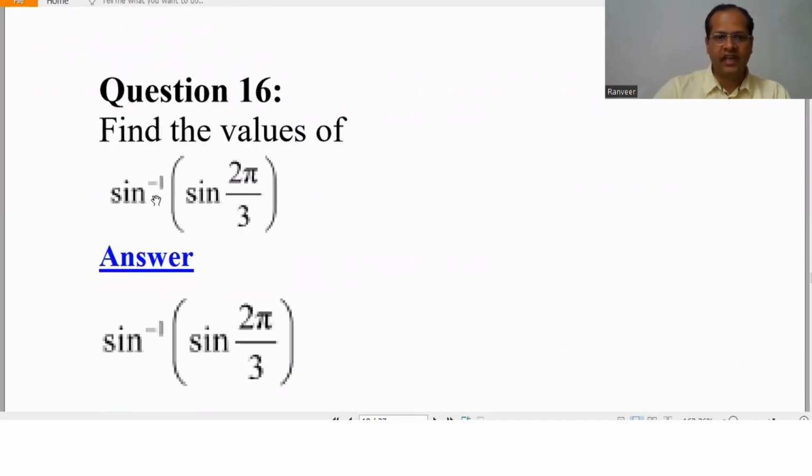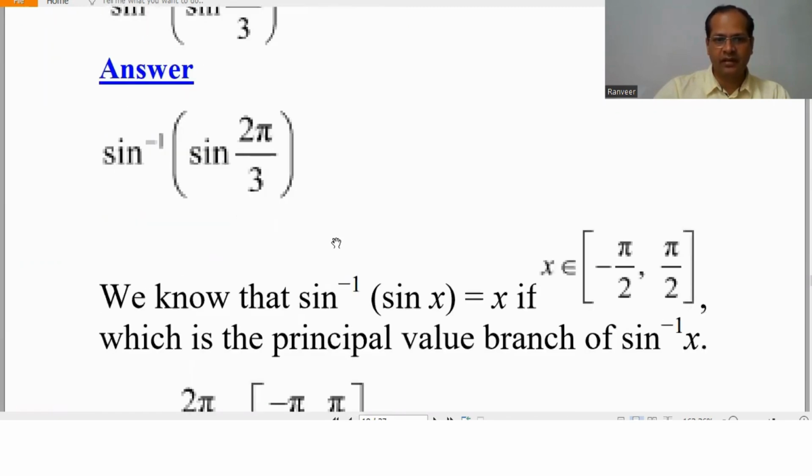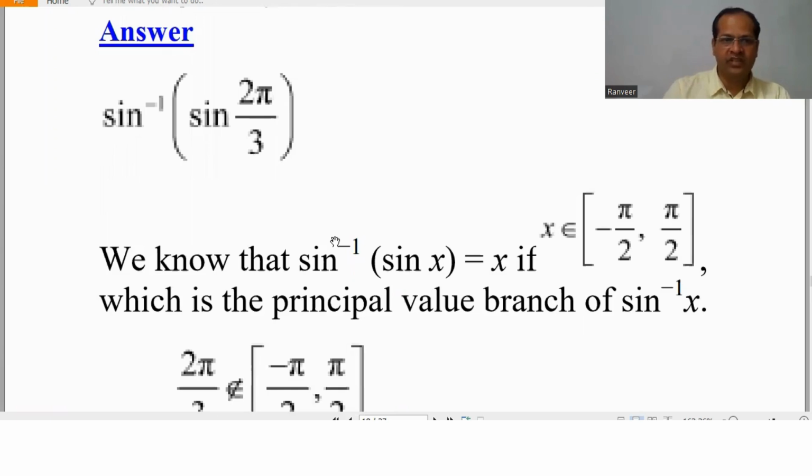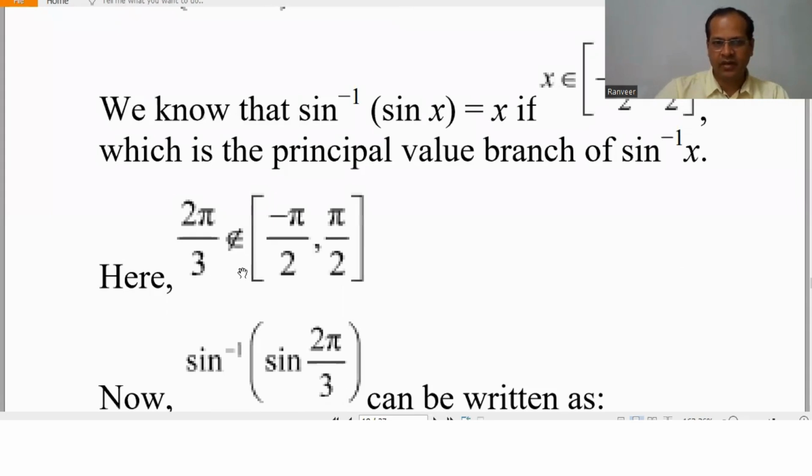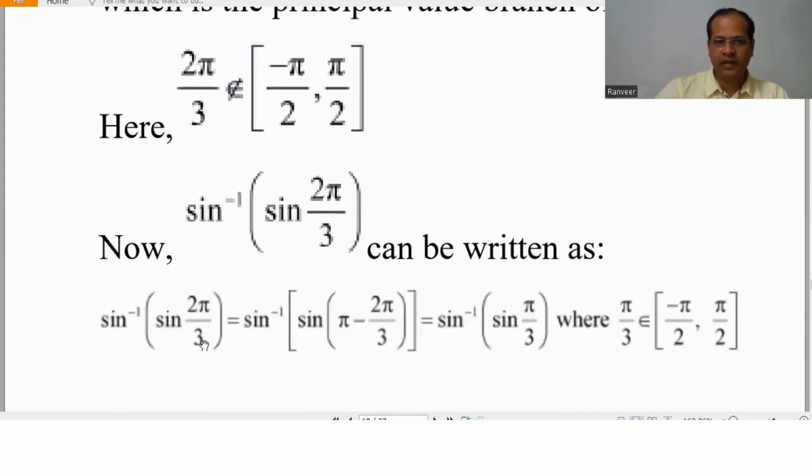Find the value of sine inverse sine 2 pi by 3. So for sine inverse sine 2 pi by 3, first of all, we have to check this value is not in the range, because 2 pi by 3 is not lying between minus pi by 2 to pi by 2. So first of all, we have to do the conversion and bring it into this particular range.